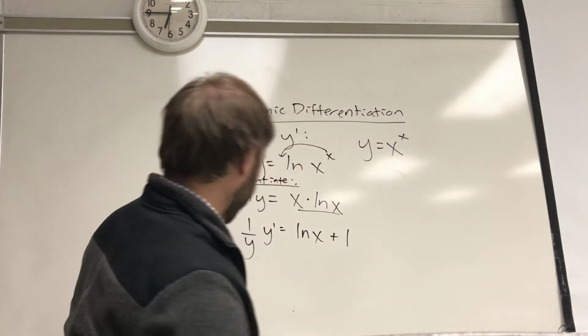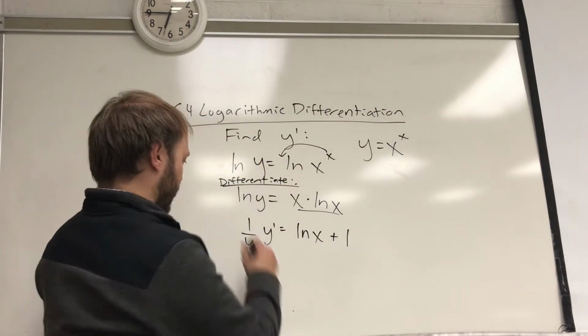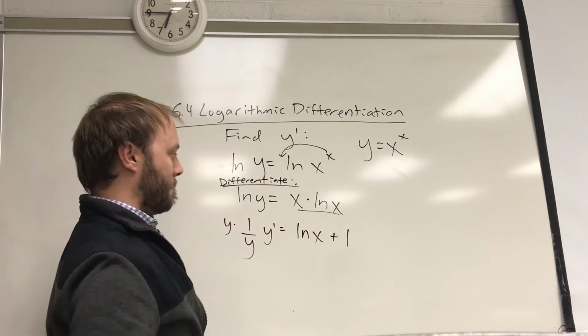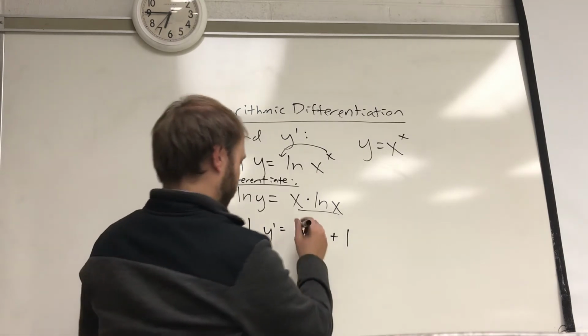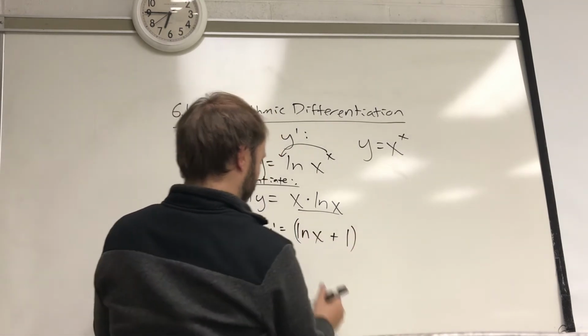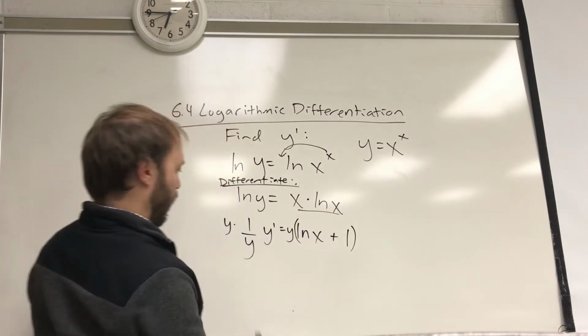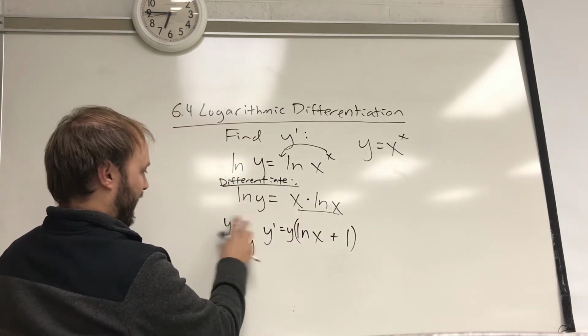Okay, and then I want to get y prime by itself, so I'm going to multiply both sides by y. Okay, and so I'll multiply this side by y, I'll multiply this side by y as well. And so all this stuff over here is going to cancel.